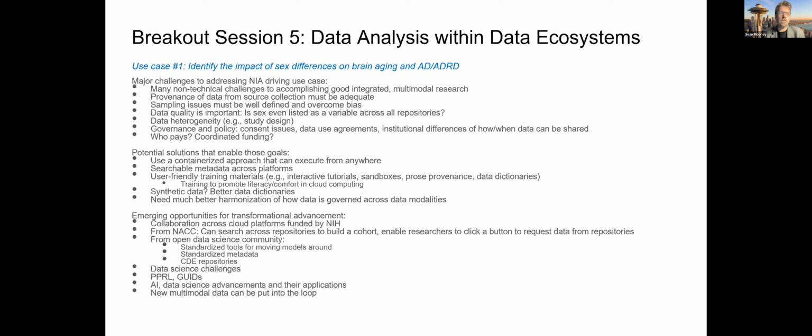And as we think about this individual use case, there were things that other groups were discussing as well that were hard for us not to discuss too, because it's so important when you think about how analysis will be done in the future. Data quality is really important. Is sex even listed as a variable? Is it standardized? How do we incorporate gender?